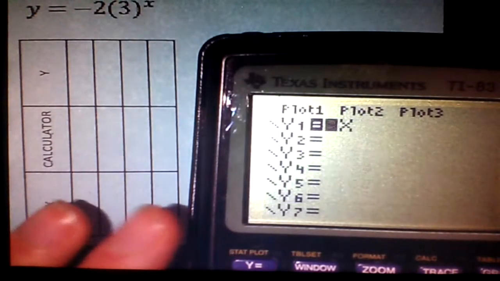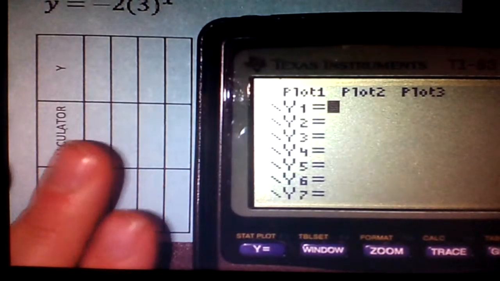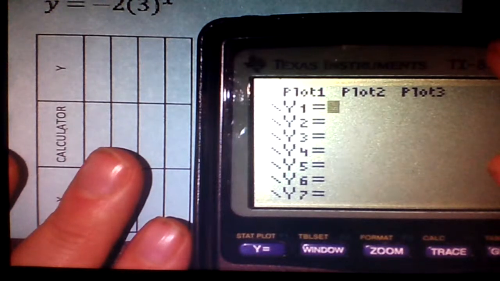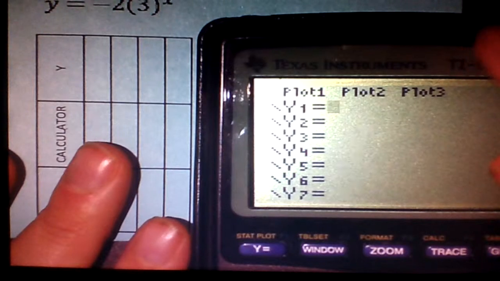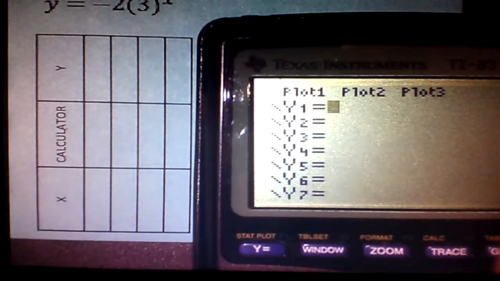Wait a minute. How do you get it to the? How do you get it to the table? No, I know how to get it. I'm not quite sure what you're asking, Gustav. Say it again.